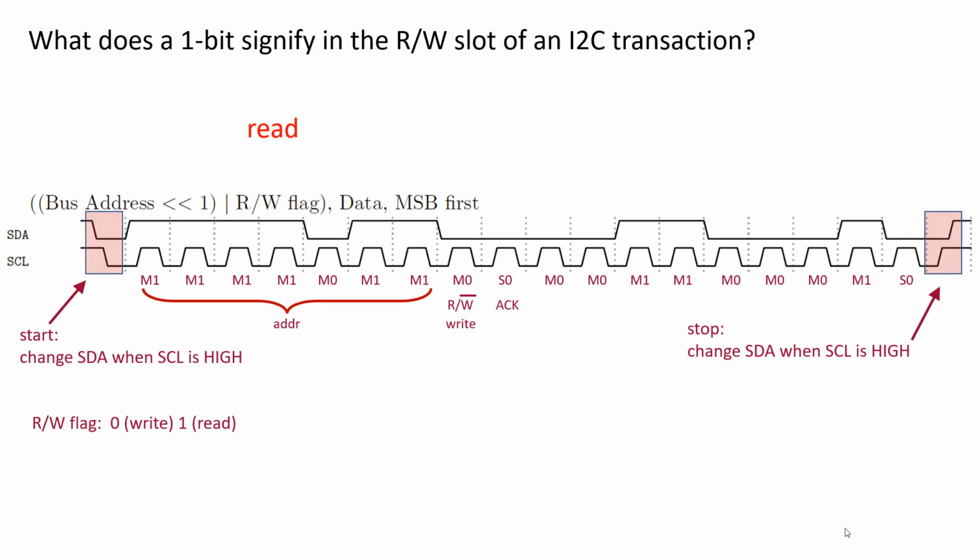Okay, so what does a 1-bit signify in the RW slot of an I2C transaction? That is a read. You just have to memorize that, I guess, right? There's no way to reason through that one. That's just what they chose. 1 is a read, 0 is a write.